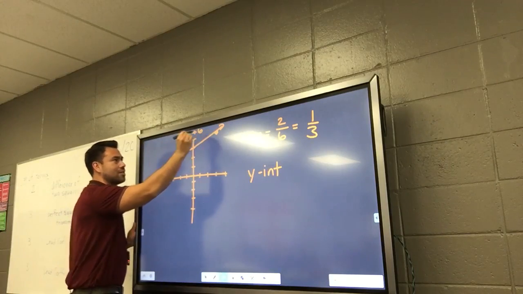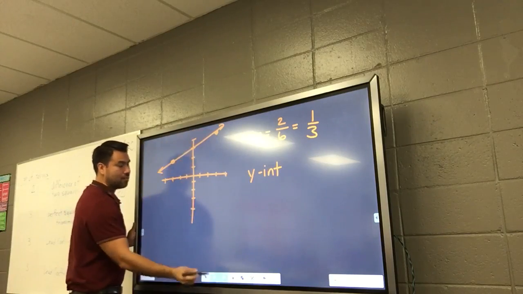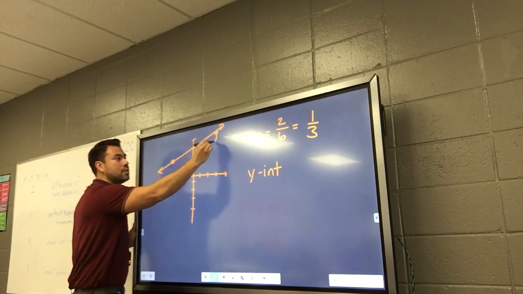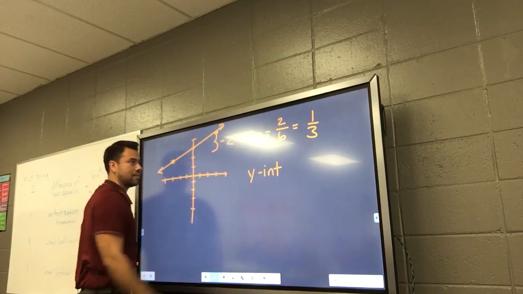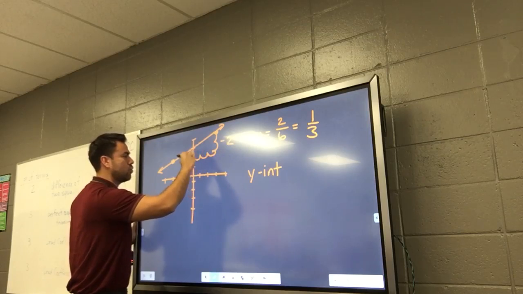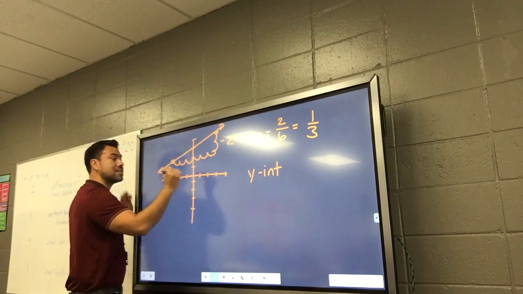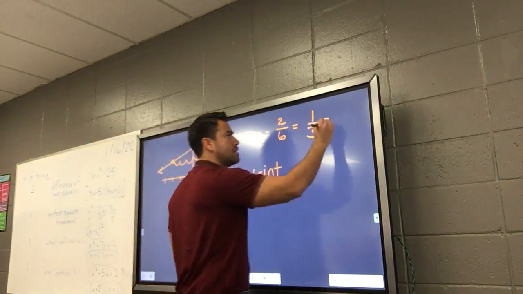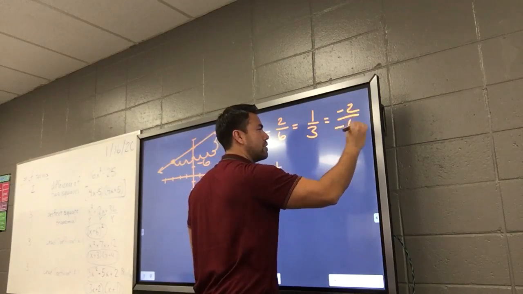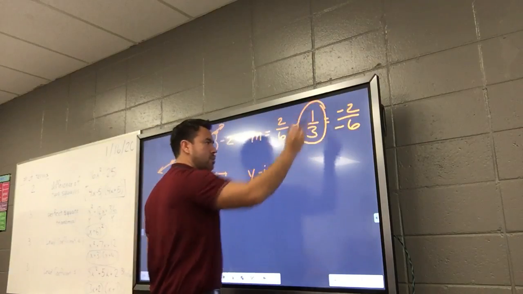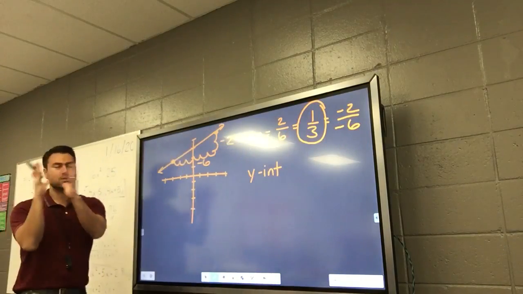I thought of it differently. That's okay, that's good. But you still should get the right answer. From here to here, 1, 2 down, that's negative 2. And then 1, 2, 3, 4, 5, 6 to the left, negative 6. What's negative 2 over negative 6? Still 1/3. That's our simplified, as simple as can be, number.